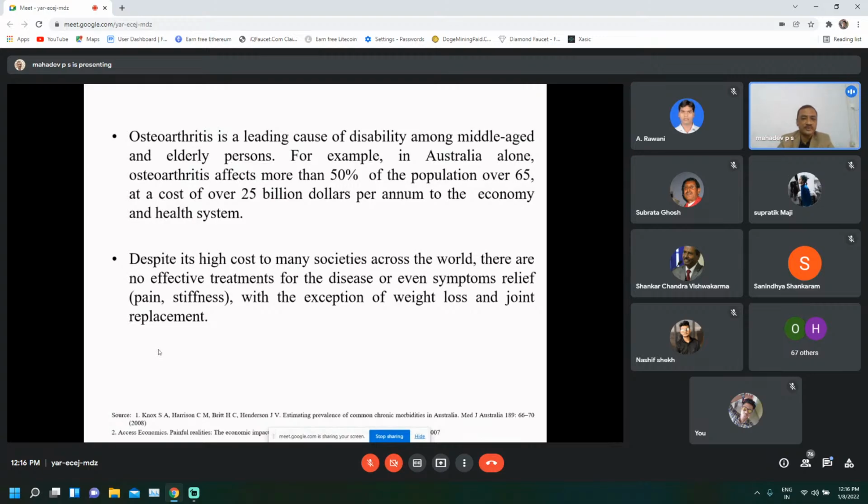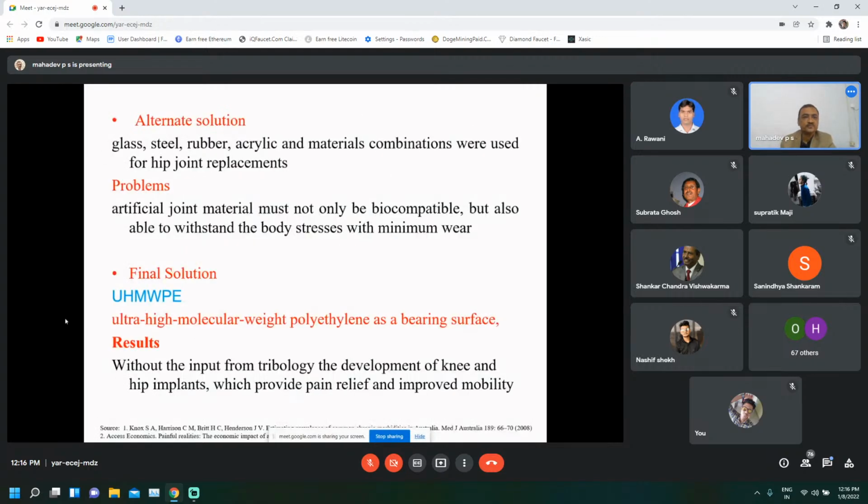Despite its high cost to many societies across the world, there is no effective treatment for the disease or even symptom relief of pain, with the exception of weight loss and joint replacement. So the alternate solution is to replace the hip and knee joint. Glass, steel, rubber, acrylic, and material combinations were used for hip joint replacement. But the artificial joint produced with these materials should not only be biocompatible and adjustable to the human body, it should also withstand the body stresses and loads, and it should have minimum wear.